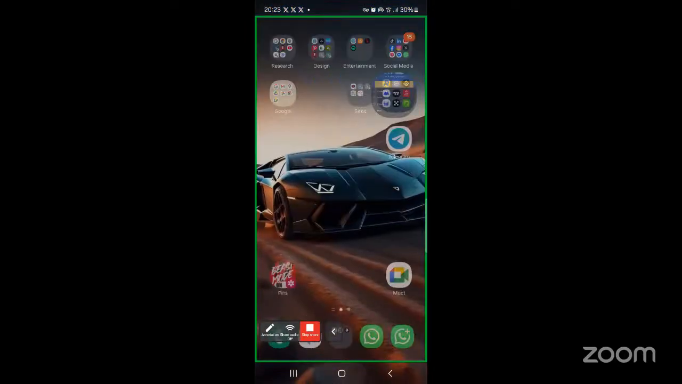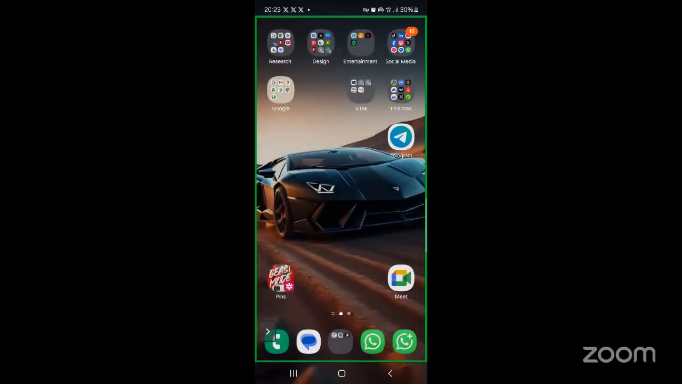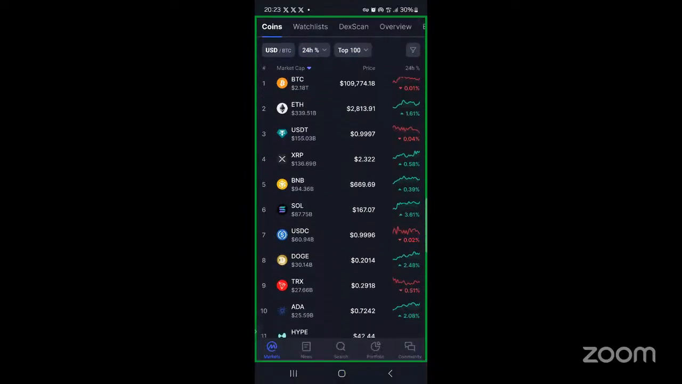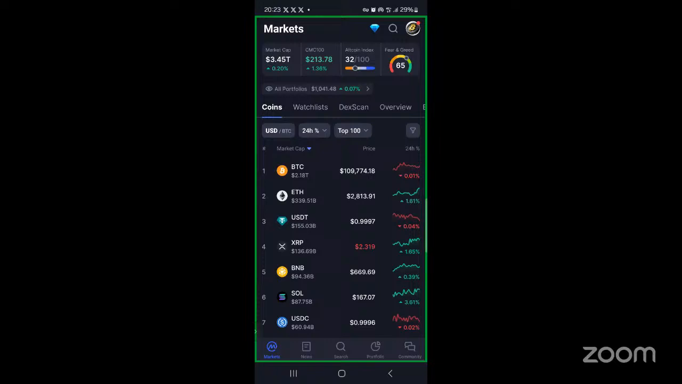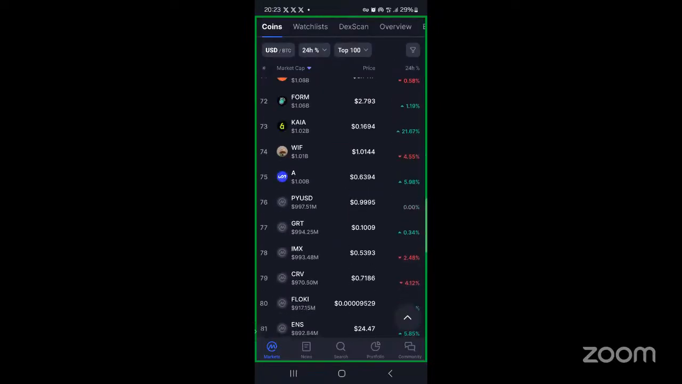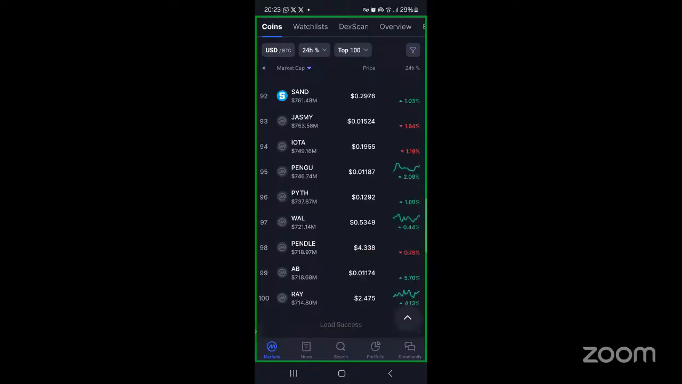Now, for someone who says, Coach, I'm just beginning. How do I know the coins I'm supposed to trade and the coins I'm not supposed to trade? This is why I advise you that as a beginner, keep yourself in the top 100 coins.